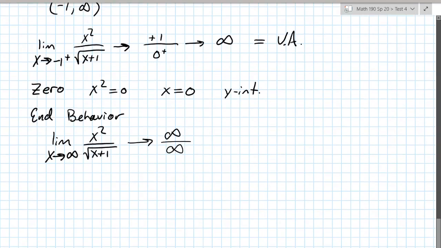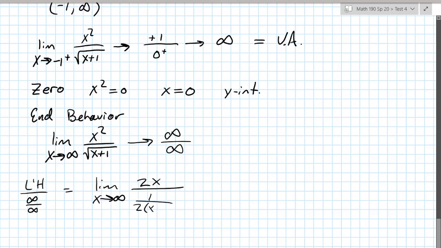This is L'Hopital's rule. So let's do it. This gives us the limit as x approaches infinity of 2x divided by, changing this to (x plus 1) to the 1/2 power and using the power rule, we're going to have something like this, which we can do a little bit of algebra, take the reciprocal and multiply, and we end up with 4x times the square root of x plus 1.